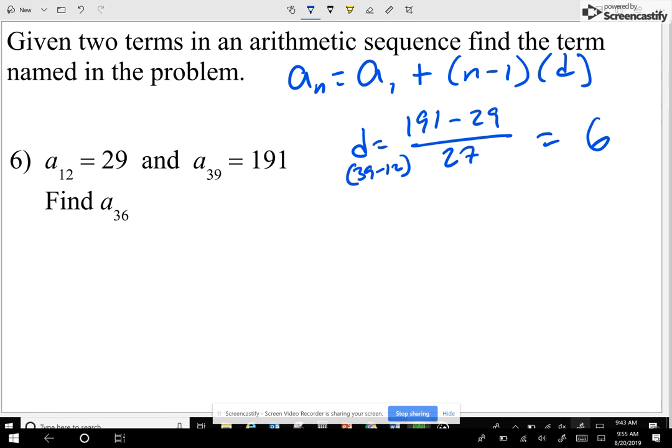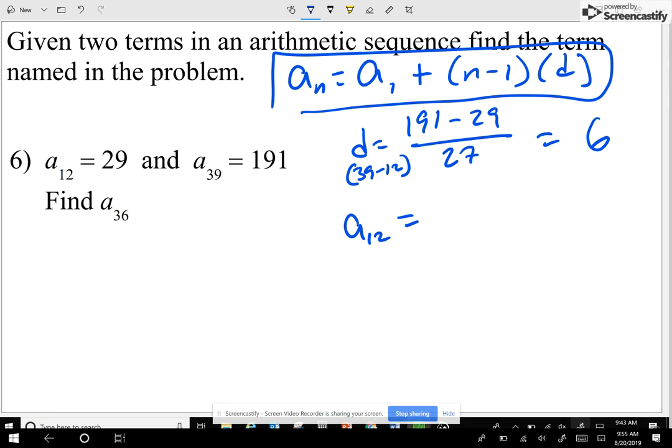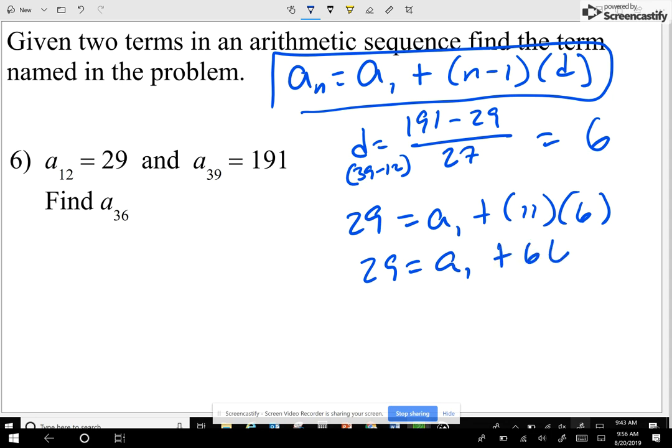I need to find out the first term, and I'm going to use the formula using a sub 12. A sub 12 is equal to the first term, I'll call it a sub 1, I don't know how big it is, plus 11, right? N minus 1. A sub 12 gives me 11 times 6. And a sub 12, I can change that for 29, because I know a sub 12 is 29. So I have 29 is equal to the first number plus 66, 11 times 6. Let me subtract 66. That gives me that the first number happens to be negative 37. I just went 29 minus 66 and got negative 37.